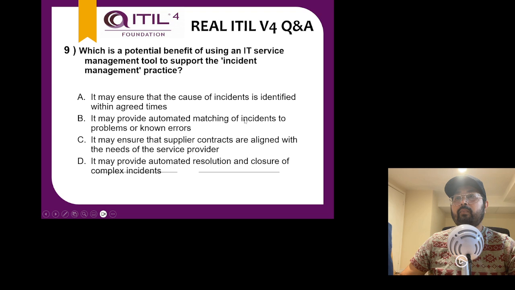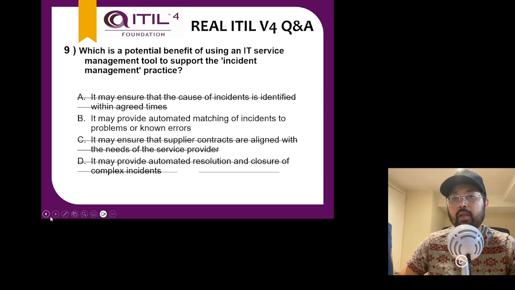It may provide automated matching of incidents to problems or known errors. This is related to automation as well as incident management. And option D, it may provide automated resolution and closure of complex incidents. I will go for option B, because automated resolution and closure of complex incidents is not the proper process of handling complex incidents. Yeah, B, it may provide automated matching of incidents to problems or known errors.